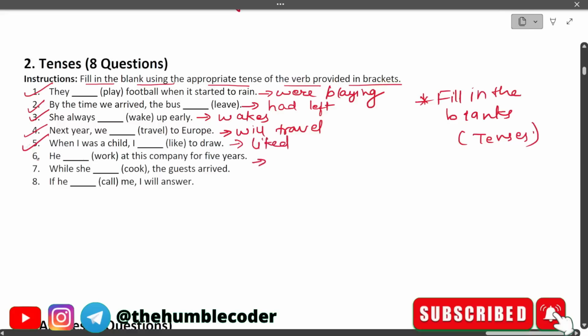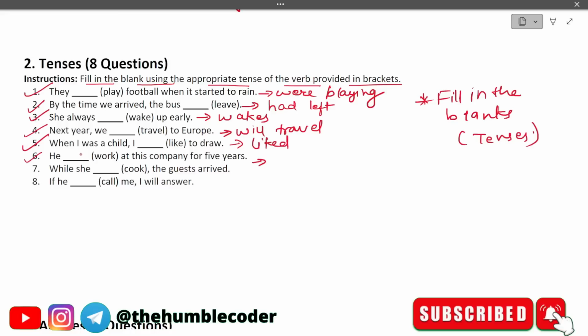Okay, moving on to question number 6, that is: he dash at this company for 5 years. The correct answer is: he has been working at this company for 5 years, because he is still working, right? So we have to say he has been working. Next is: while she dashed, the guest arrived. Okay, and the word is cook. So the correct answer will be: while she was cooking. Because we got to know that this is a past tense statement based on the word arrived. Arrived is in past tense, so we prepared our word in this way, that she was cooking, since we are talking about past tense here.